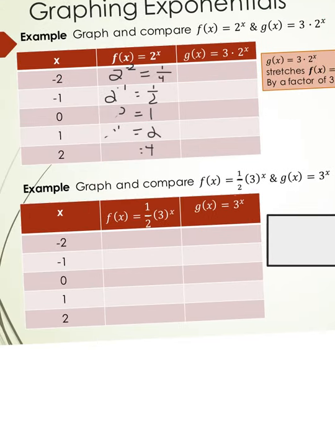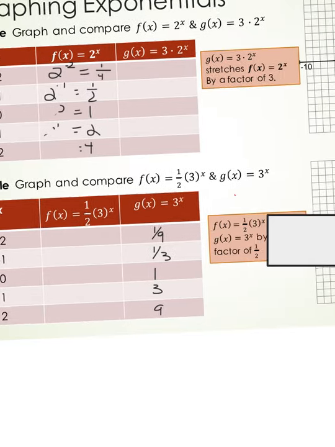If we look here, notice we have f of x equals 1/2 times 3 to the x power, and we have g of x equals 3 to the x power. I'm going to do the g of x column first. So 3 to the negative 2 is 1/9. 3 to the negative 1 is 1/3. 3 to the 0 is 1. 3 to the first is 3, and 3 squared is 9. And I'm going to graph that parent function first.